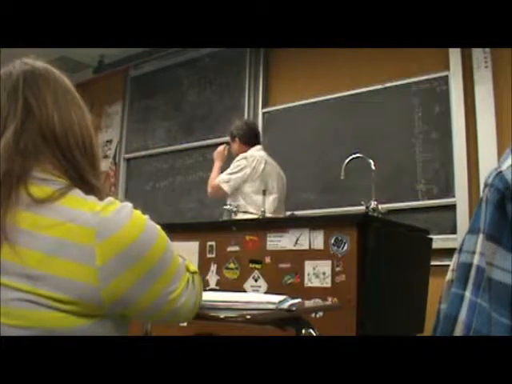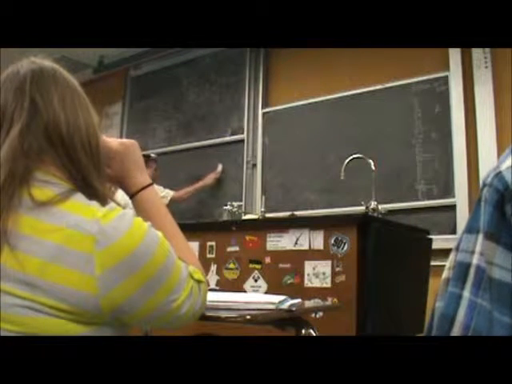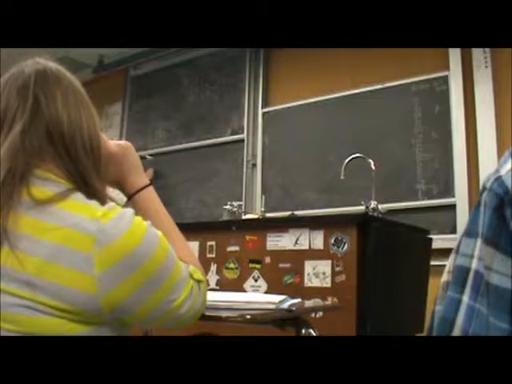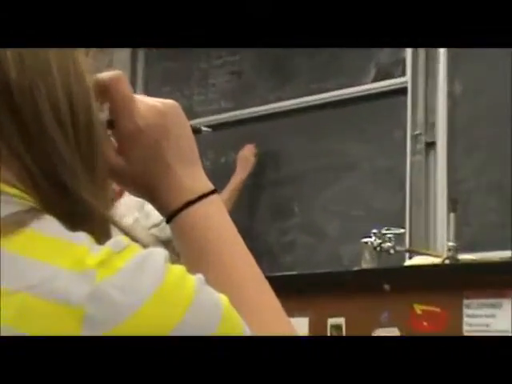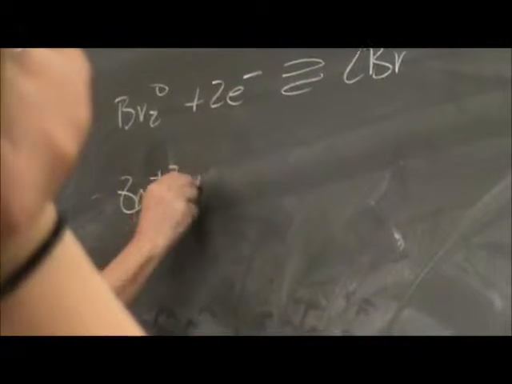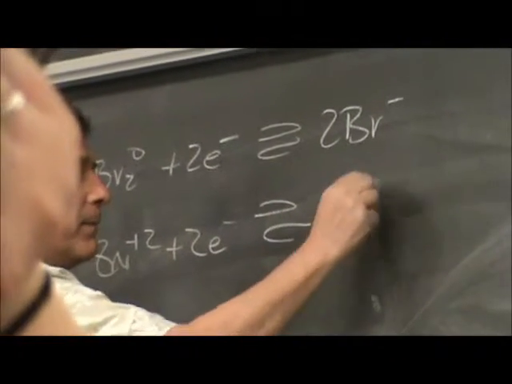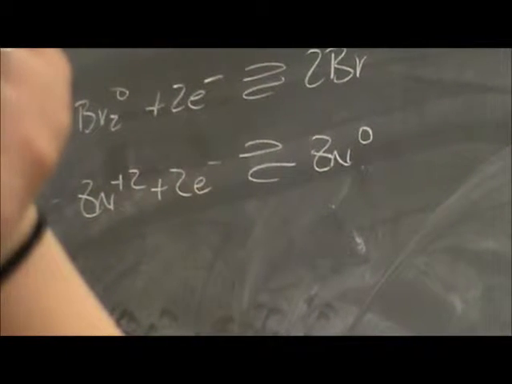Can you find a half reaction for bromine? What's it look like? Br2, elemental bromine, plus 2 electrons gives 2 Br minus. Can you find a half reaction that involves zinc? Zn2+ plus 2 electrons gets you zinc metal. Okay? Now, those are the half reactions that we're interested in.